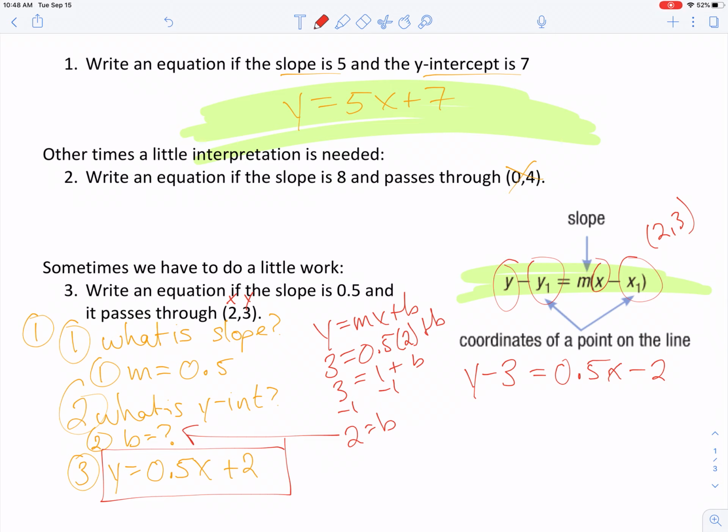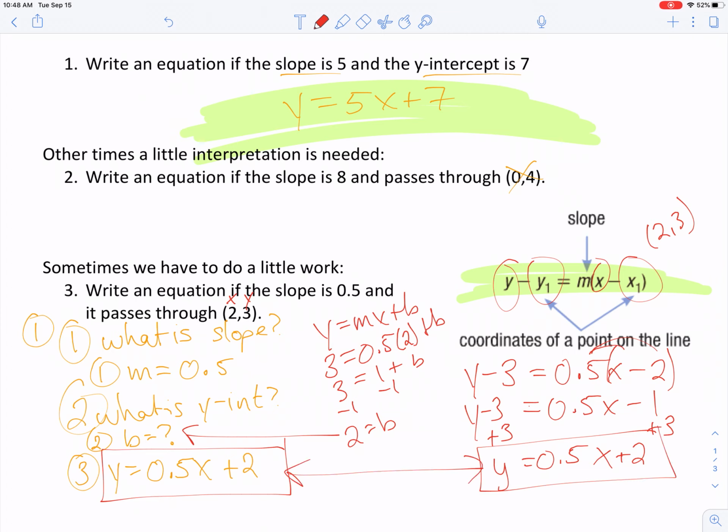Now just solve for y. Oh, you know what? I covered up, there's supposed to be a parenthesis right here. So I'll distribute my slope. So 0.5x minus, that's going to be a 1. Now to get y by itself, I'm going to add 3. Negative 1 plus 3 is 2. Notice I ended up with the exact same answer. Whichever method you prefer, you can do. I'm not going to tell you which one to do. You decide which one you like, learn it, do it super awesomely well, and that's good enough for me.